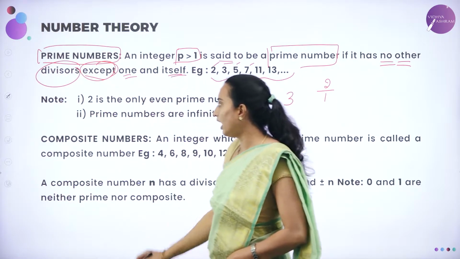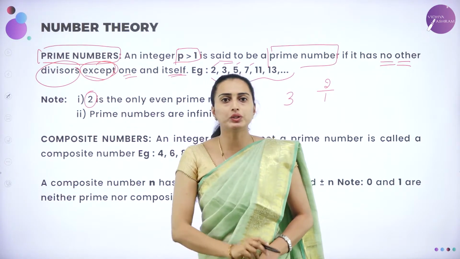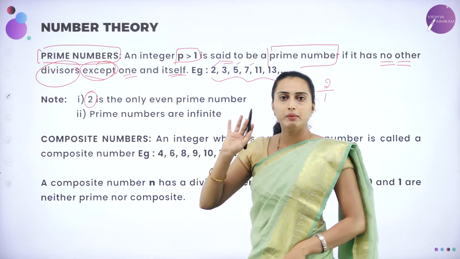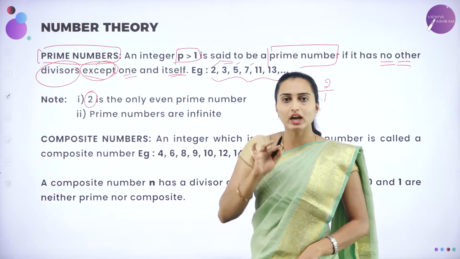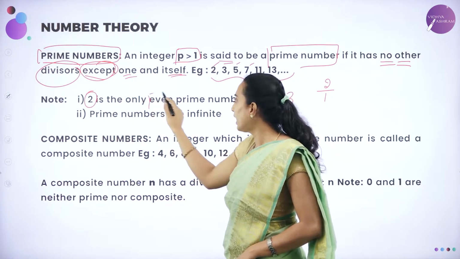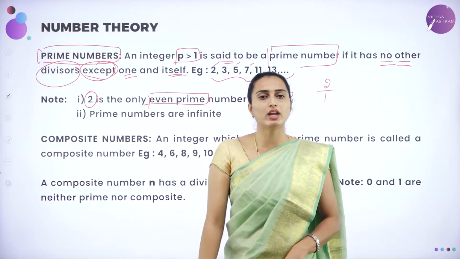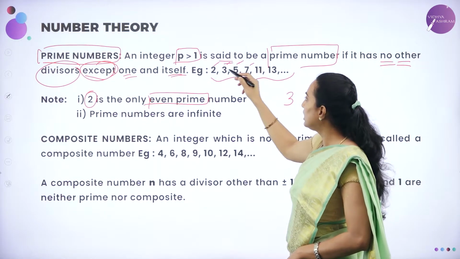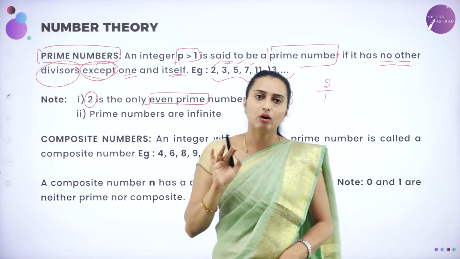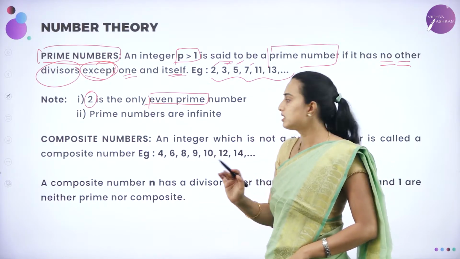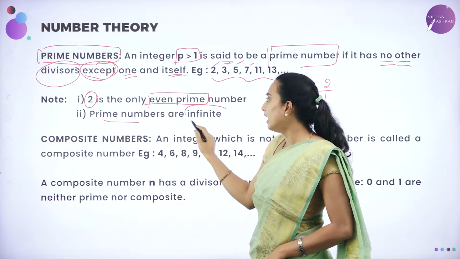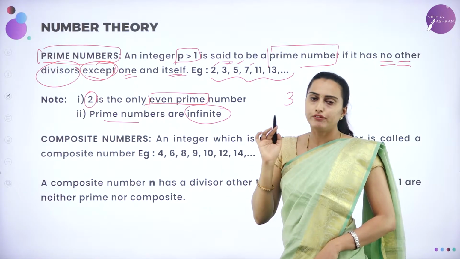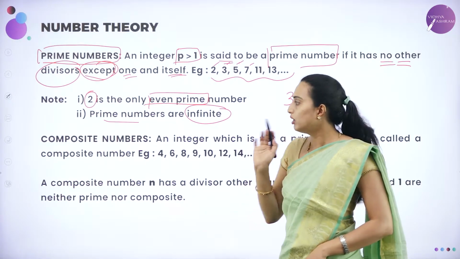Note that 2 is an even number, but since 2 is divisible only by 1 and itself, we call it the even prime number. This is the only even prime number. All the others, 3, 5, 7, 11, are odd primes. And prime numbers are infinite. You can continue like 13, 17, and so on.